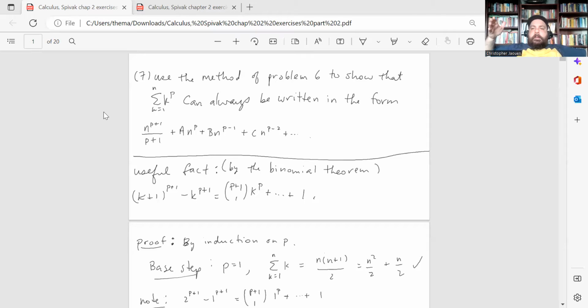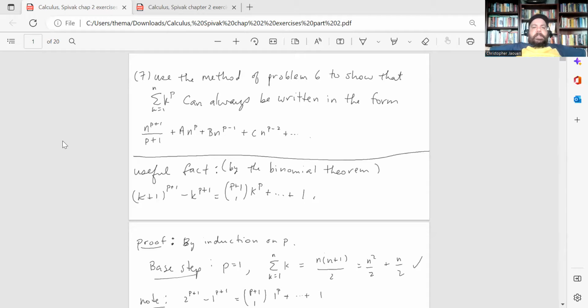If you remember, for the problem set for Chapter 2, I did part 1 already, and we ended that one, I think, with question number 6. So I'm going to start here with question number 7, where the book says to use the method of problem 6 to solve this one. You also need this useful fact that I have written down. You have to use the binomial theorem, which is where this formula comes from, and that's why I wanted to prove the binomial theorem in that last video as well. With the method from problem 6 and the binomial theorem, we can solve this problem.